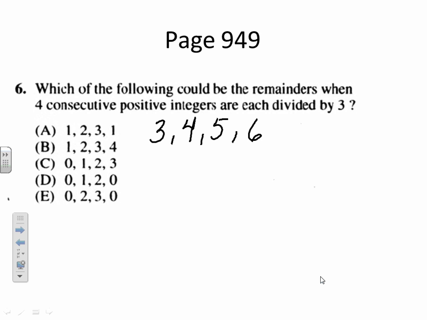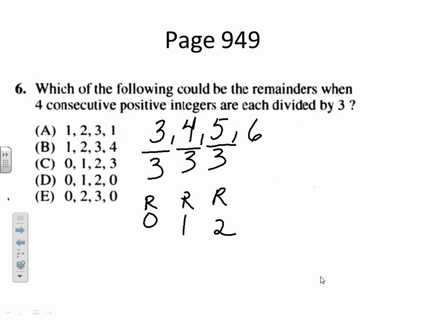Because when you divide 3 by 3, it goes in perfectly, so the remainder is 0. When you divide 4 by 3, it goes in perfectly one time and then gives you remainder 1. When you divide 5 by 3, it goes in perfectly one time and gives you remainder 2.